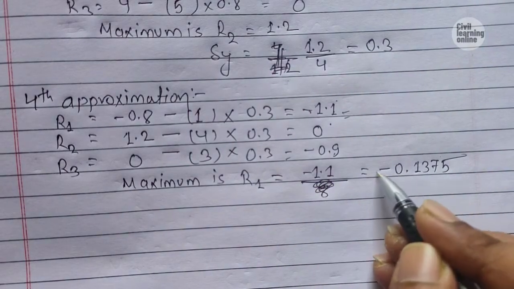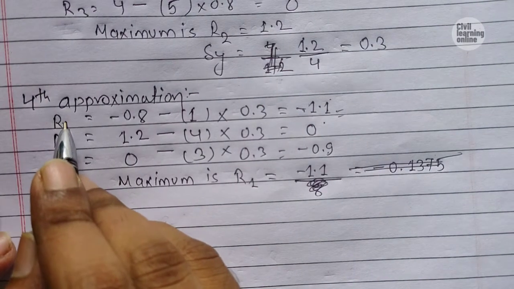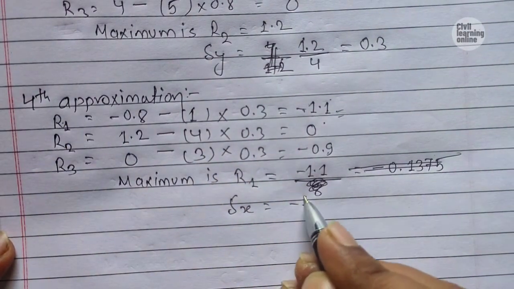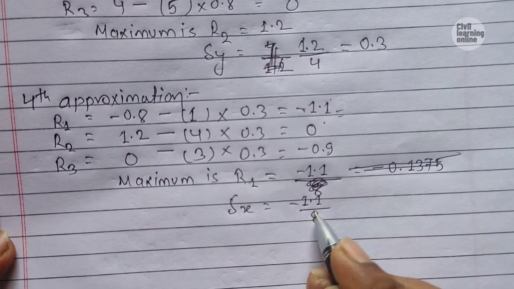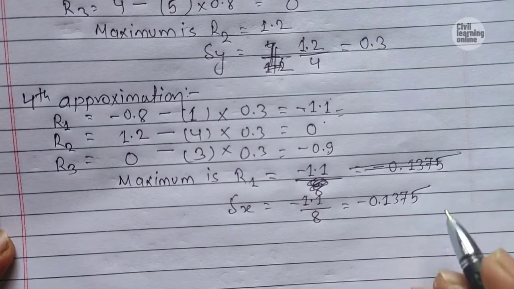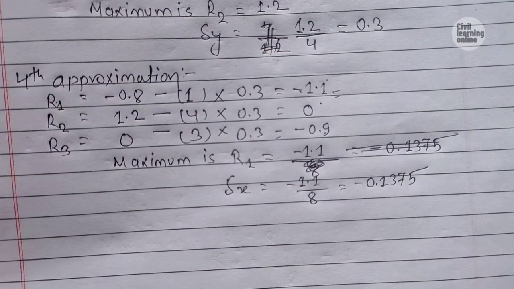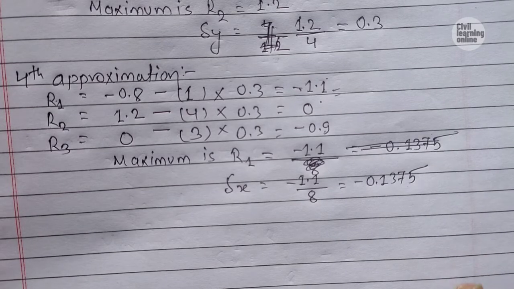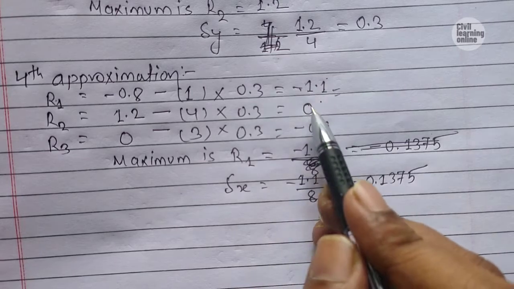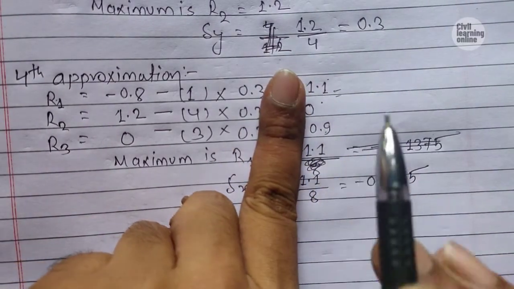I am going to rewrite the second step here. So del x will be equal to minus 1.1 divided by 8, so we will get minus 0.1375. And now after getting the value of del x, we have to move toward the fifth approximation. And once again I am going to tell you the same thing: while considering the greatest values, just simply cover the sign and look for the numbers only.